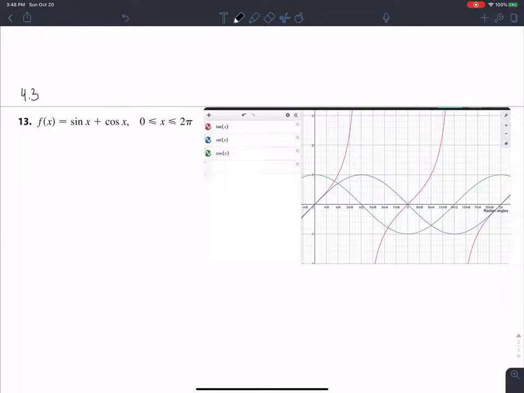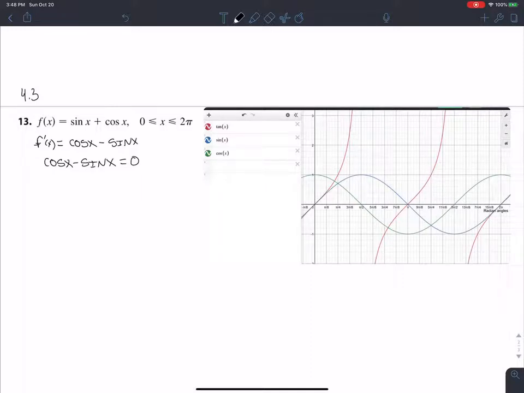The very first thing we're going to do is take a derivative of our function. Sine x here is going to become cosine x, and cosine x is going to become negative sine x. And then we're going to go ahead and set cosine x minus sine x equal to 0.